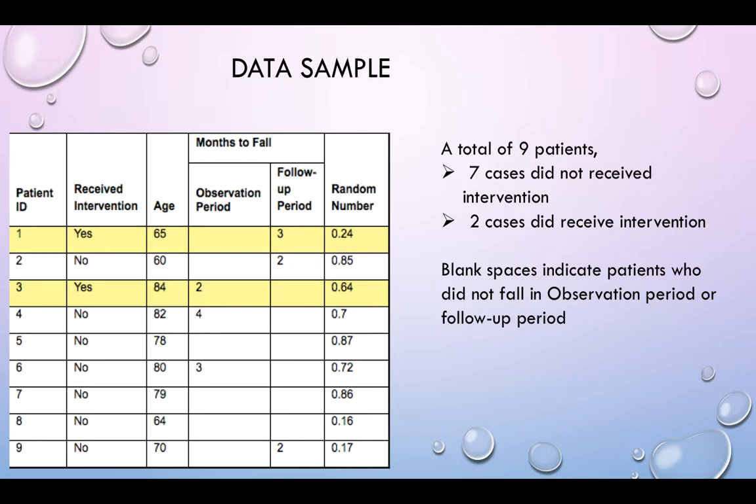We have a total of 9 patients. 7 patients did not receive intervention, 2 patients did receive intervention, and you'll see blank spaces which indicate patients who did not fall in the observation period or follow-up period.